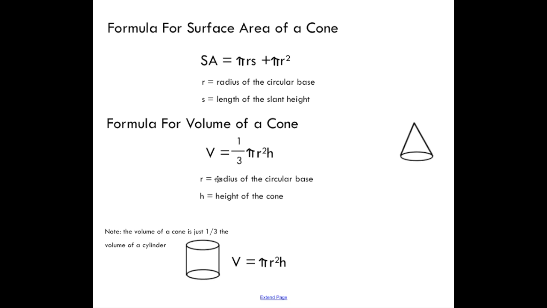In r squared, r is the radius, so that's the radius of the circular base here. Remember, the radius is half of the diameter of a circle, and you're going to multiply by the height of the cone. So that's from the base right up to the tip of the cone. Okay, two formulas for you.